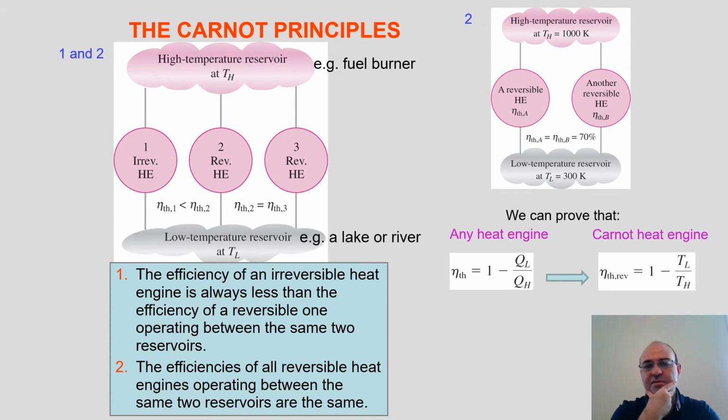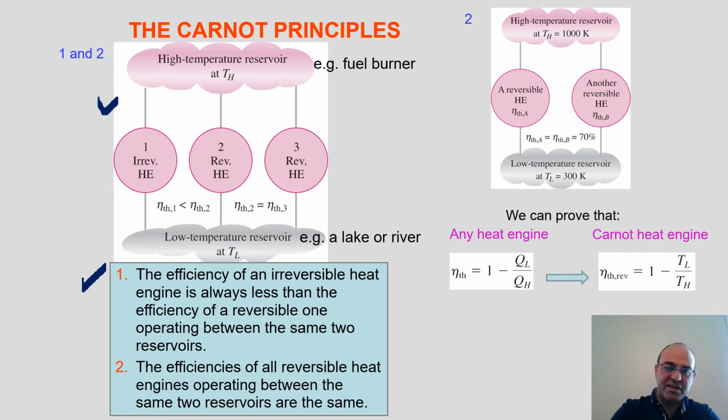All right, so there are two Carnot principles related to the Carnot cycle. So one is that these are listed here. So this should be explained in regard to this schematic. So the number one principle is that the efficiency of an irreversible heat engine is always less than the efficiency of a reversible one operating between the same two reservoirs.